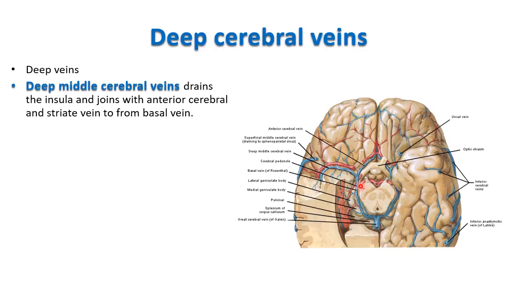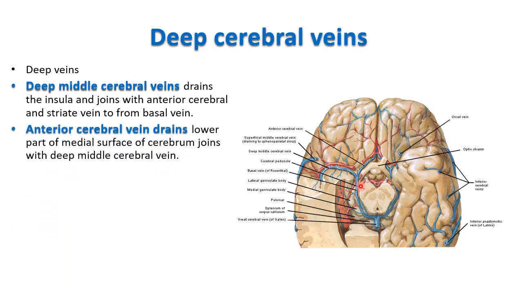So from there you have the anterior cerebral vein which drains the lower part of the medial surface of the cerebrum, and joins with the deep middle cerebral vein to form your basal vein. Striate veins drain the anterior part of the corpus striatum, and one of the branches of the basal vein is your thalamostriate vein. So stria terminalis and thalamostriate vein, you can see that.